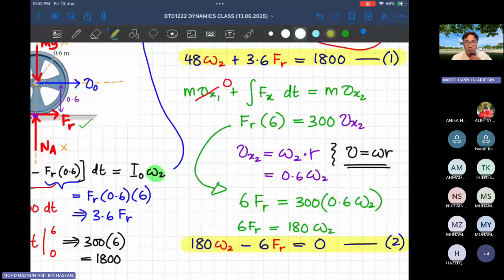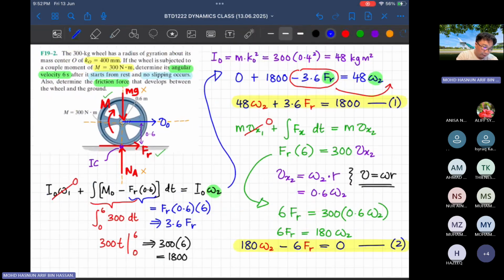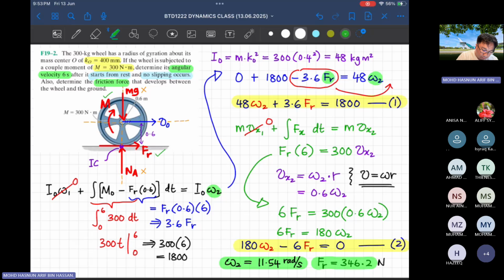48 omega 2 plus 3.6 Fr equals 1800. And the second equation is 180 omega 2 minus 6 Fr equals 0. By solving these simultaneous equations, you will get omega 2 is equal to 11.54 radian per second, and you will get Fr is equal to 346.2 Newton. Okay, so that is the final answer for this question.